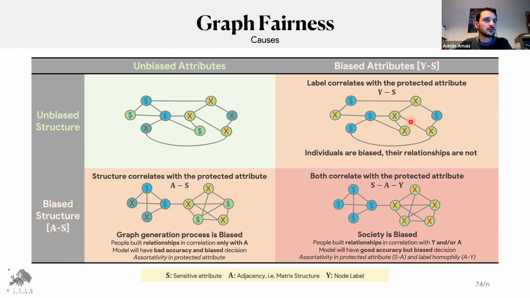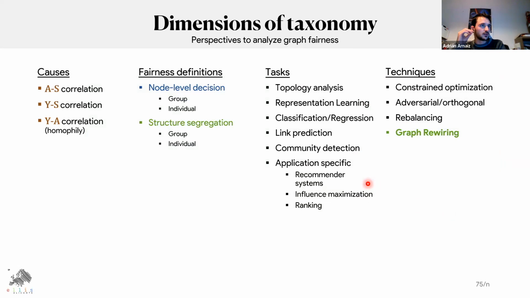We can have the other way around, where the structure is not correlated with the sensitive attribute, but the attributes are correlated with the label. So here we have heterophily in sensitive attributes and somehow homophily in the labels. Here, usually the graph is useless. And then you have the worst case scenario, when everything is biased, where your decisions are going to be perfect, but the decisions are going to be very biased.